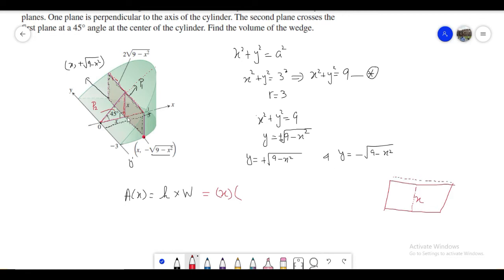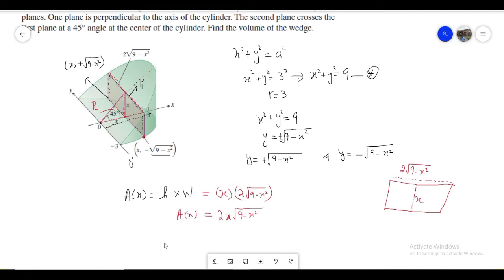So half of the root of 9 minus x squared is from this to this, and the other half of the root of 9 minus x squared is here. Altogether this is twice the root of 9 minus x squared. So the width will become twice the root of 9 minus x squared. Altogether we can say this is 2x root of 9 minus x squared.